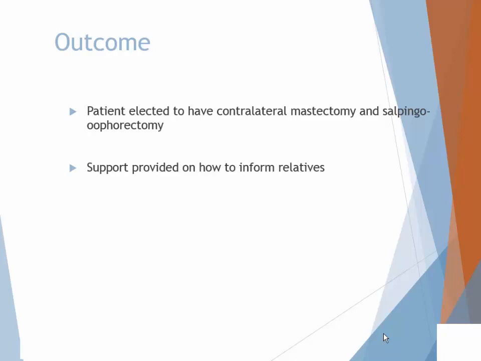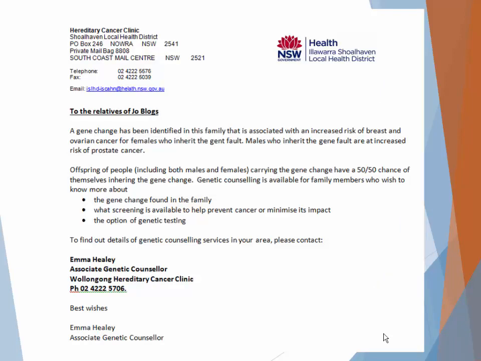And then we provide support on how to inform relatives and see the relatives for testing, or facilitate that, whether they're located elsewhere or statewide. We link them into the appropriate genetic service. We provide families with a letter that they can pass on that keeps it pretty simple, but says there's been a gene fault identified in the family. It's important that you seek your own information regarding this, and we can provide details of genetic services.